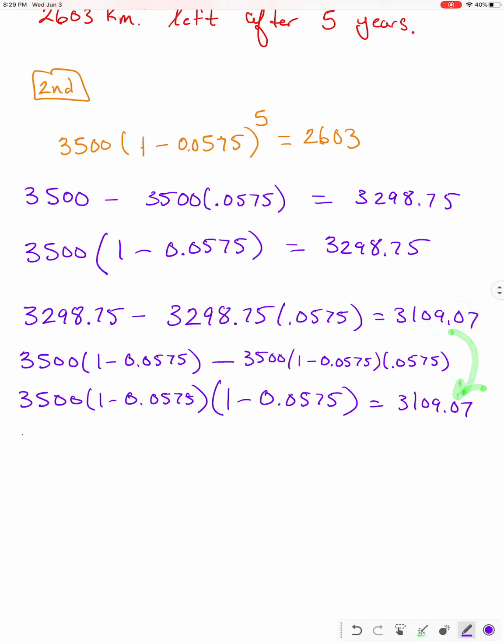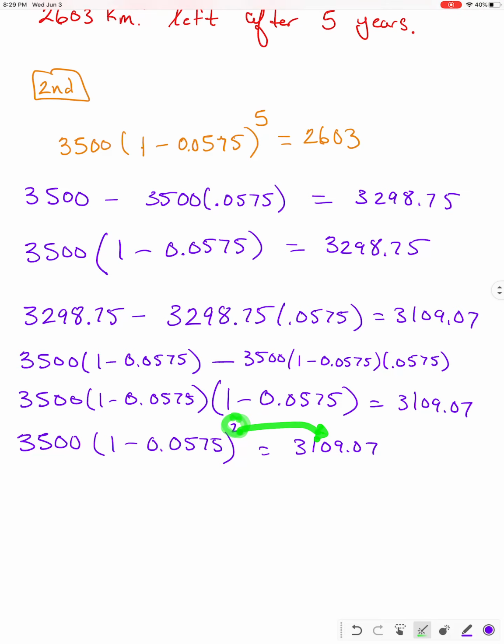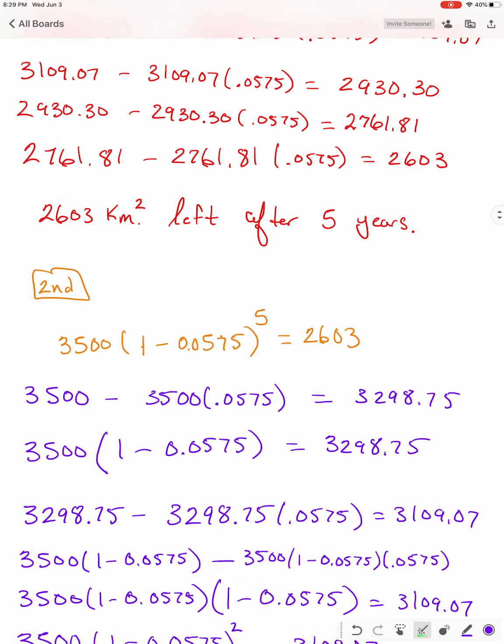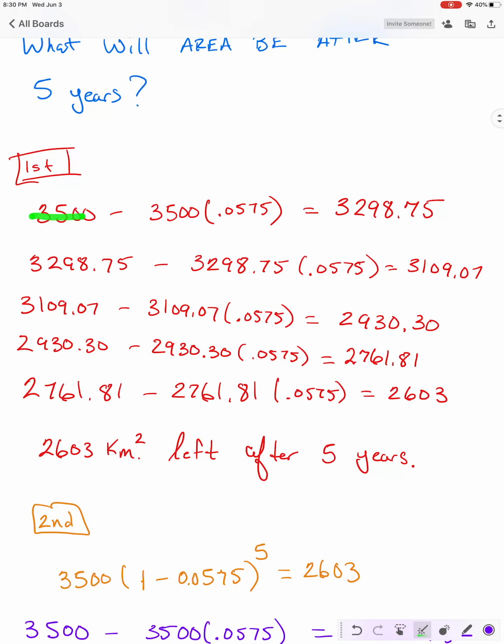Well, if you'll notice, what do I have now? I have 3,500 times 1 minus 0.0575. But there are two of these, right? There's this one and that one multiplied. So instead of writing it out, I can just write it squared. And that's equal to 3,109.07. So after 2 years, I get this 3,109.07. And after 2 years, first year, second year, I get that same number.